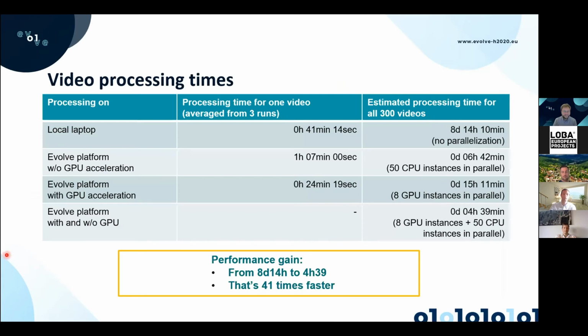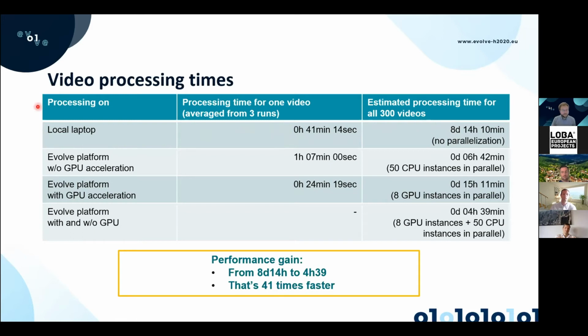It was really good that we had the Evolve platform to detect the status of the assistance systems in our situation. Because, as you can see on this timetable, if we did it on a local laptop, the processing time for one video was 41 minutes. And we had 300 of those videos. So we would have needed 8 days and 14 hours to process the videos, like doing nothing else, if the laptop wouldn't have broken down anyway before that. So that would be quite a lot of time and work.